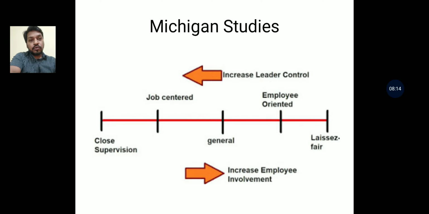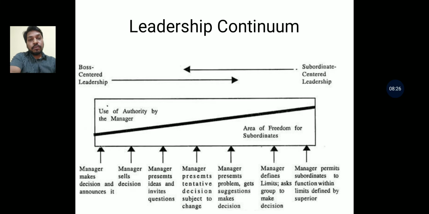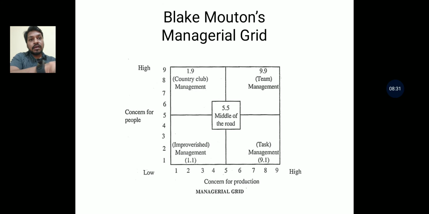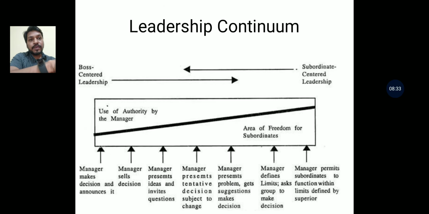The other two options in between are job centeredness and employee orientedness. These are two middle of the road options which are also available in the Michigan studies. Michigan studies also led to the formation of other studies, which are the leadership continuum and the managerial grid. It was based on these two concepts only. Now the leadership continuum is very important to understand.